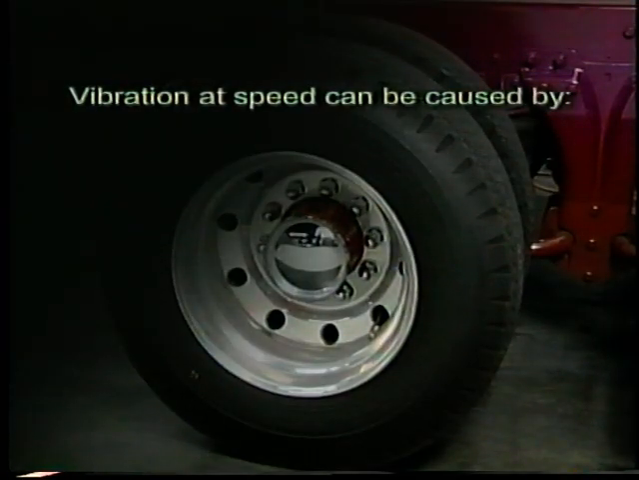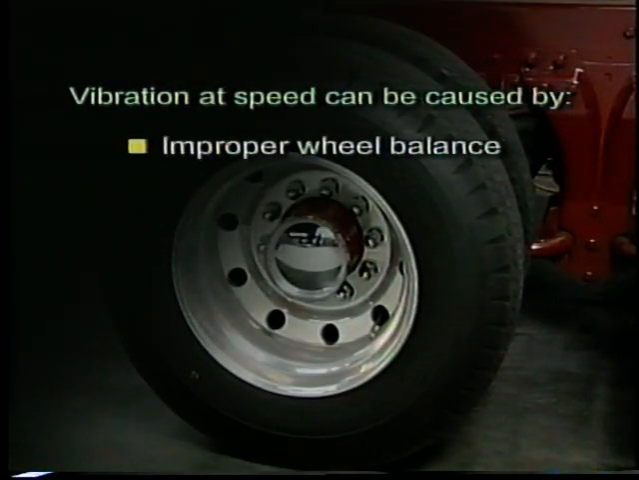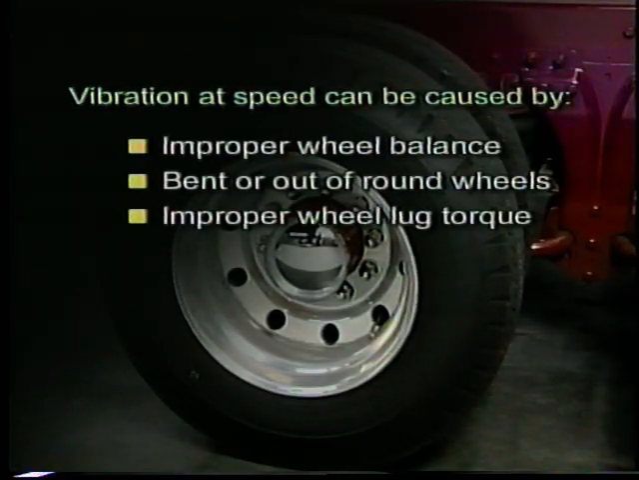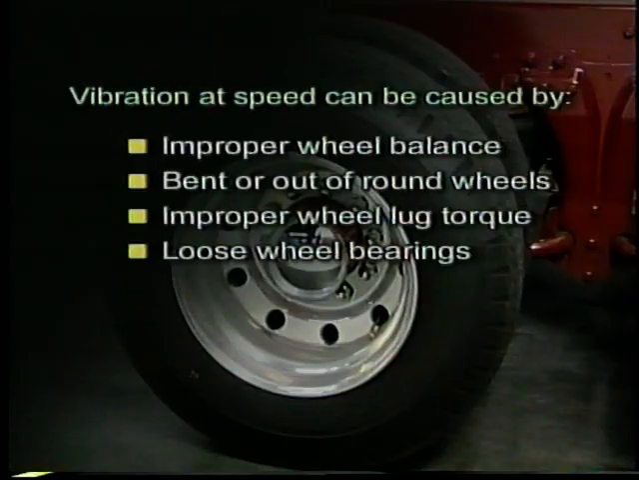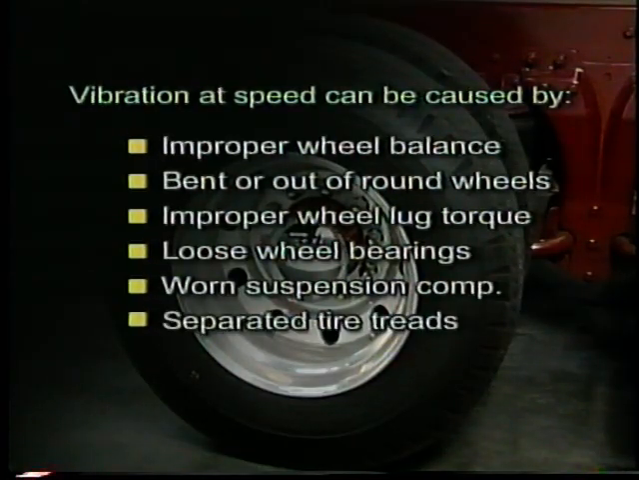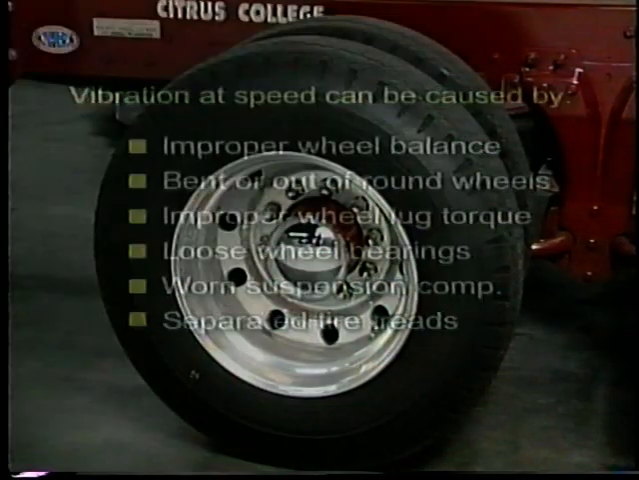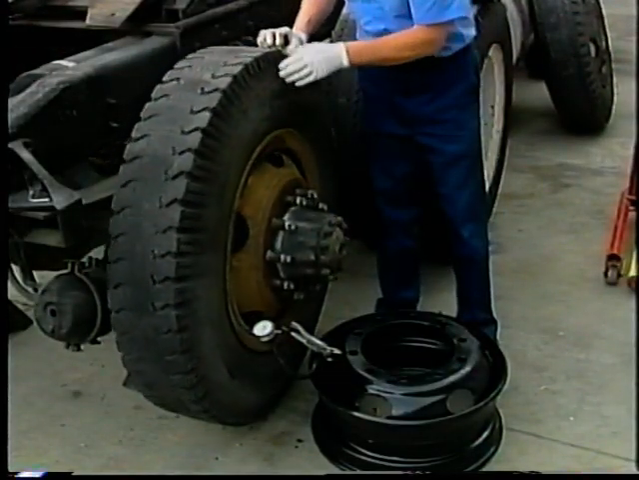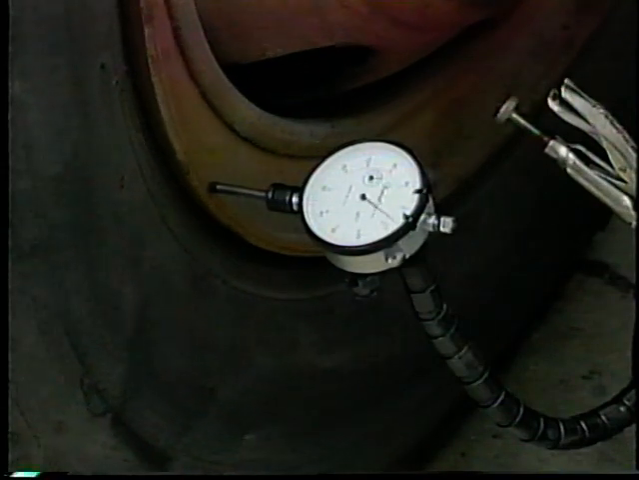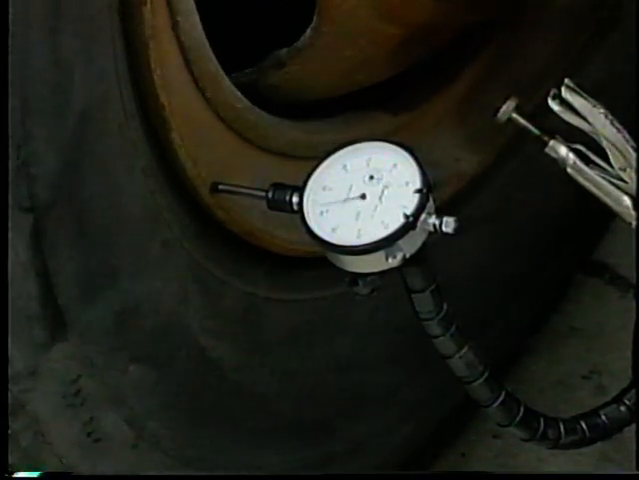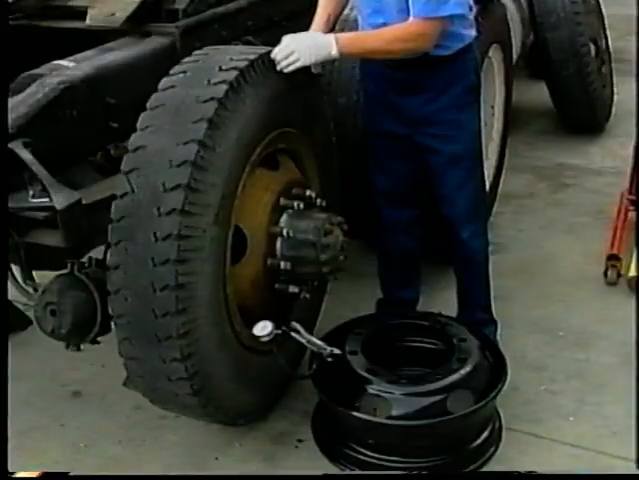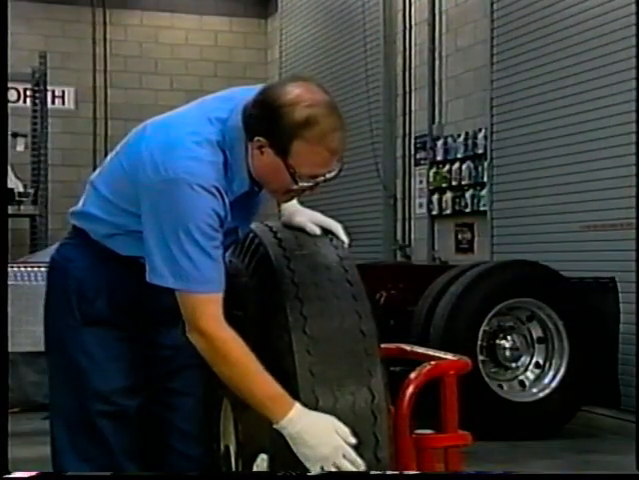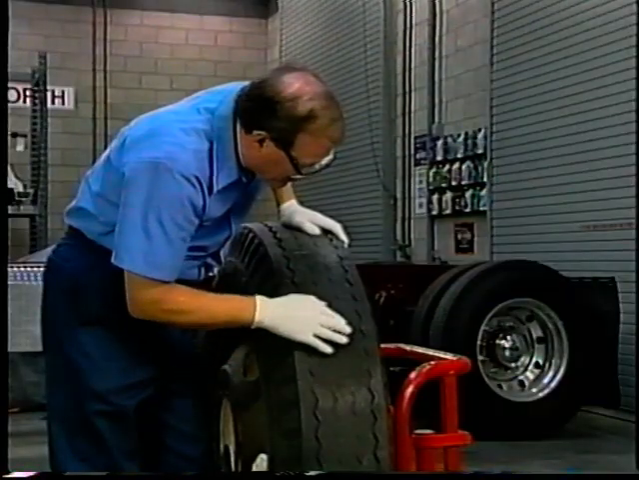Vibrations at speed can be caused by improper wheel balance, bent or out of round wheels, improper wheel lug torque, loose wheel bearings, worn suspension components, or separated tire treads. Start your diagnosis of vibration problems with a check of these basics. If you are unable to bring a wheel into balance using a static or dynamic wheel balancer, check the wheel and tire runout. Wheels and tires with excessive runout must be replaced or remounted.